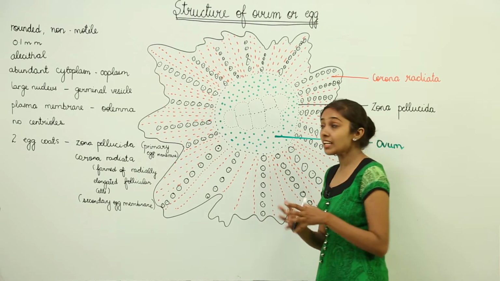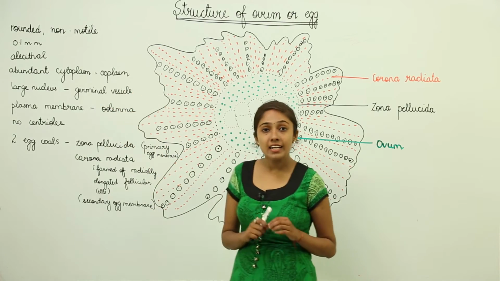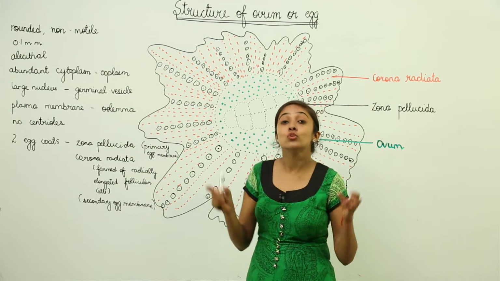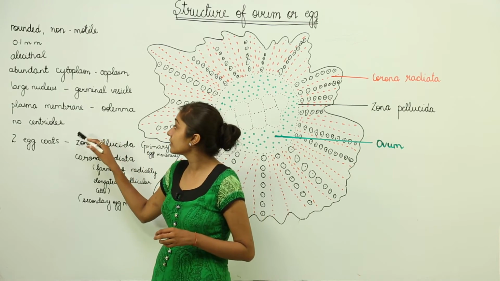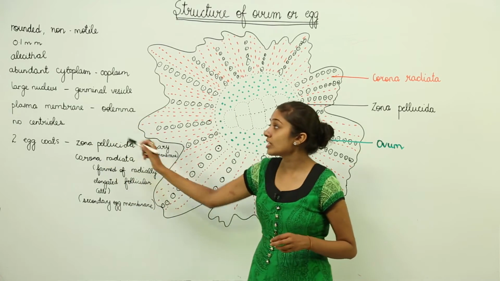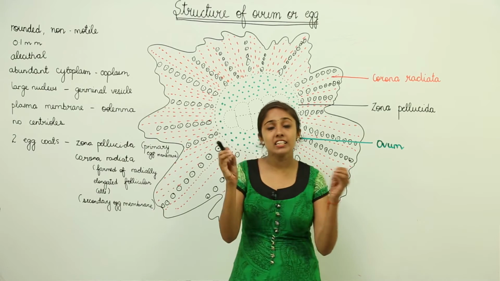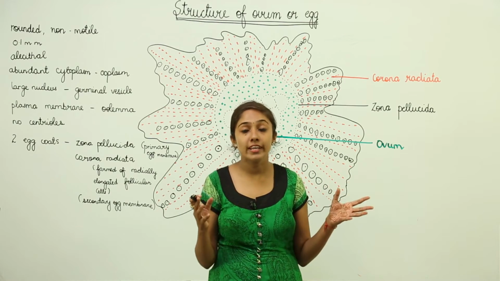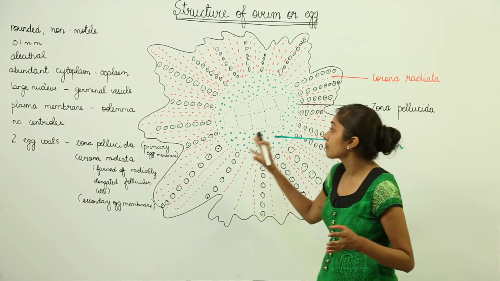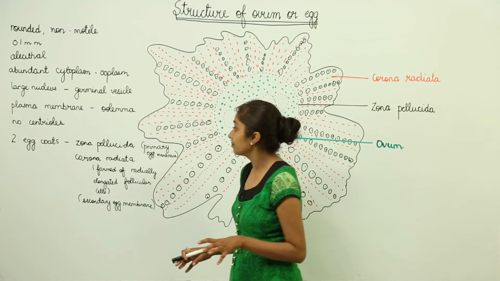And it has a very large nucleus that we call as germinal vesicle, and the nucleus contains nucleolus also, and the membrane which surrounds the nucleus is known as oolemma. With this oolemma, there are many tiny projections which help in the absorption of food from outside when the ovum is getting mature in the ovarian follicle, in the Graafian follicle.